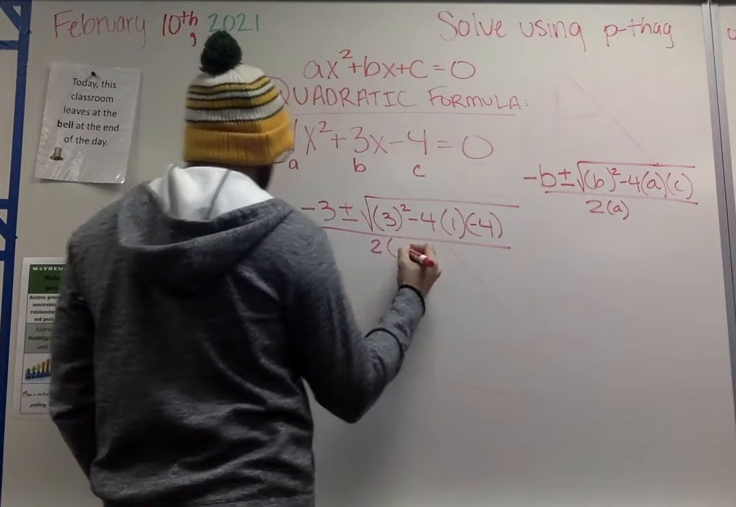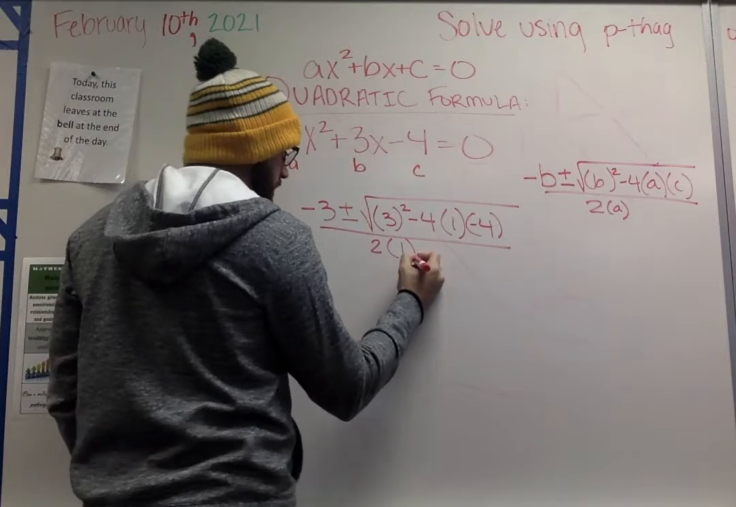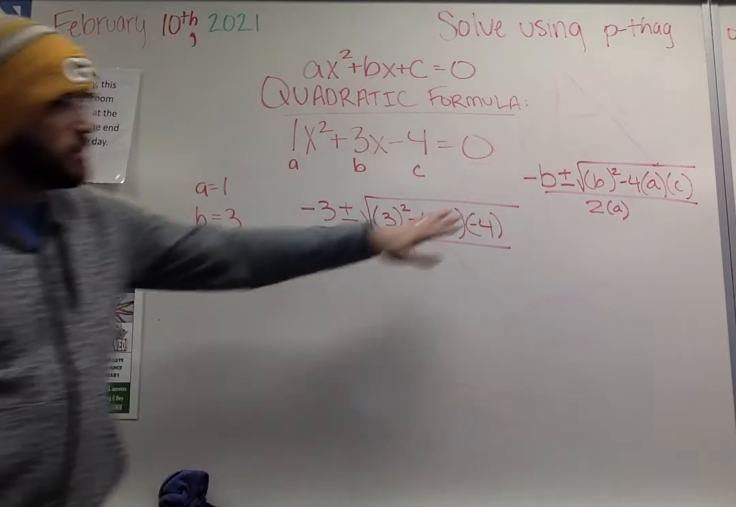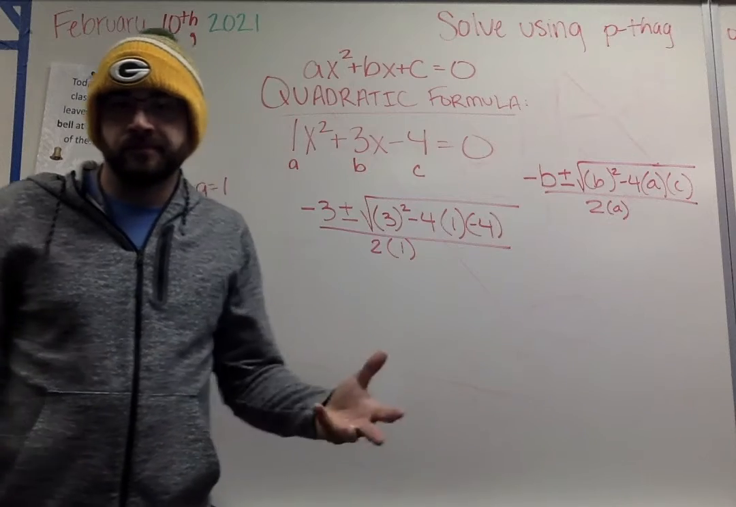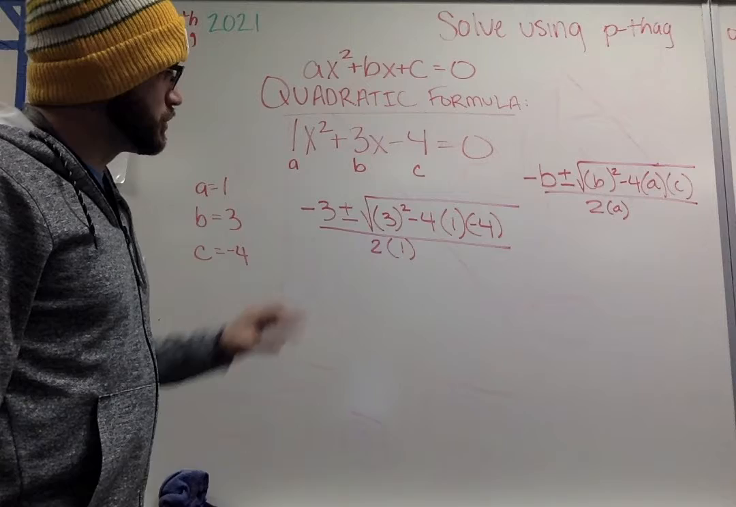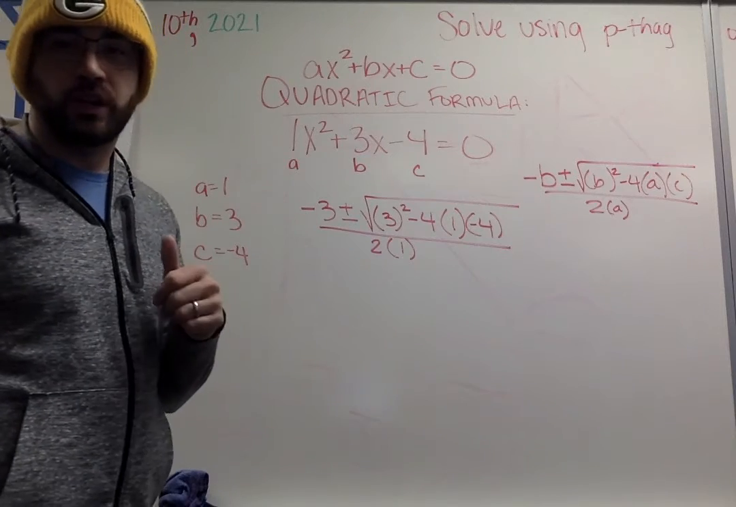All over 2 times our a value, which is 1. Okay. Again, as long as you can identify your a, b, and c and put them in the correct spot, we're okay. That's kind of the most difficult section for the most part that we're dealing with, is just making sure they're put in the correct spot.